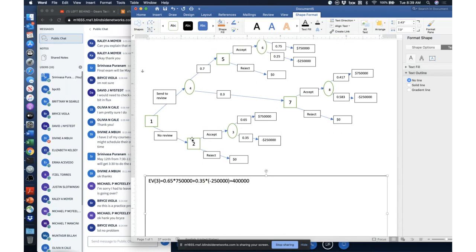The decision that you have to make here is to accept the textbook or to reject the textbook. If you accept the textbook, the payoff here is 400,000. If you reject the textbook, the payoff is $0. So obviously you will accept the textbook. So the decision at 2 is accept.